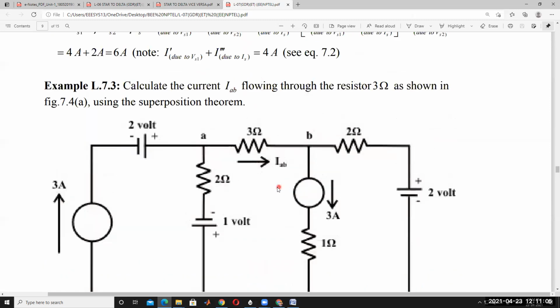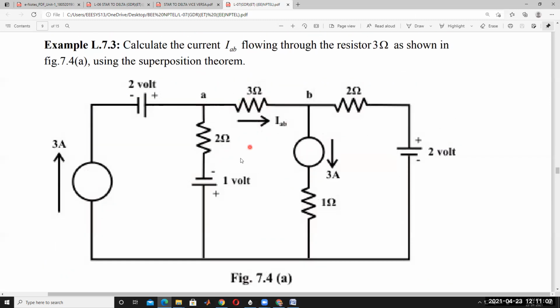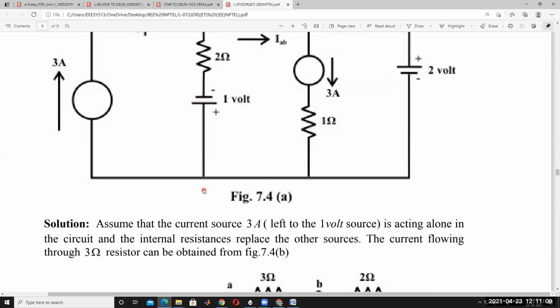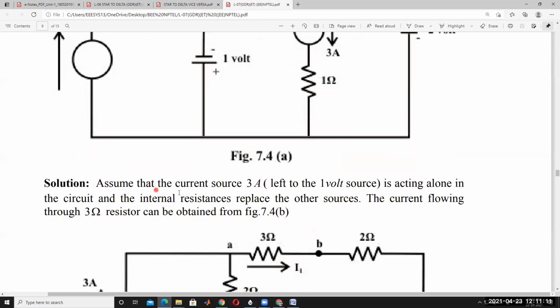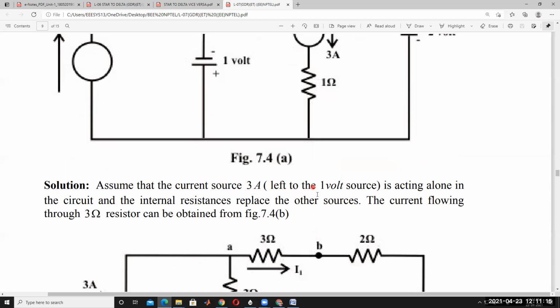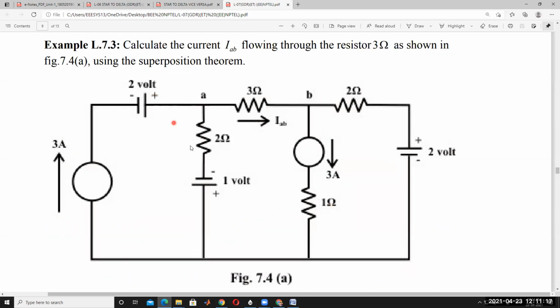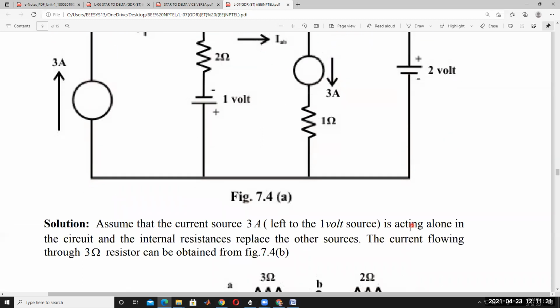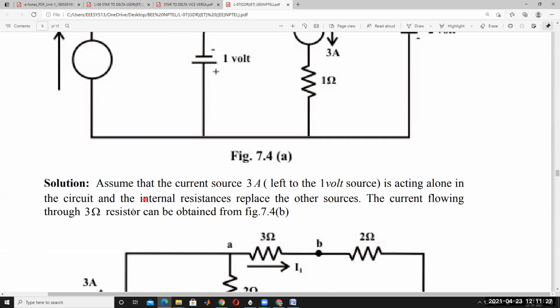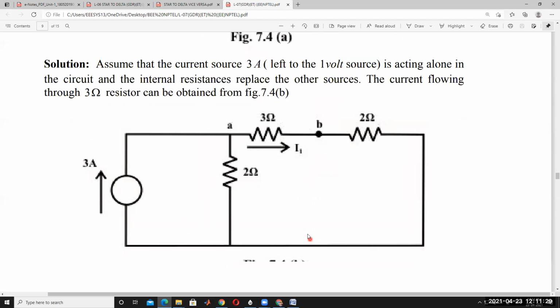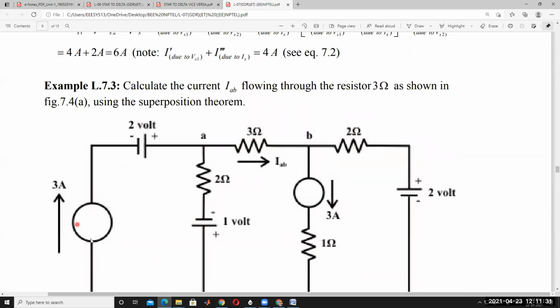So first, how to find the current IAB? By activating one source and deactivating the other sources. Assume the 3 amp current source, to the left of the 1 voltage source, is acting alone in the circuit, and the other sources are replaced by their internal resistance. The current flowing through the 3 ohm resistor can be obtained like this. Activate the 3 amp current source and deactivate the remaining sources.